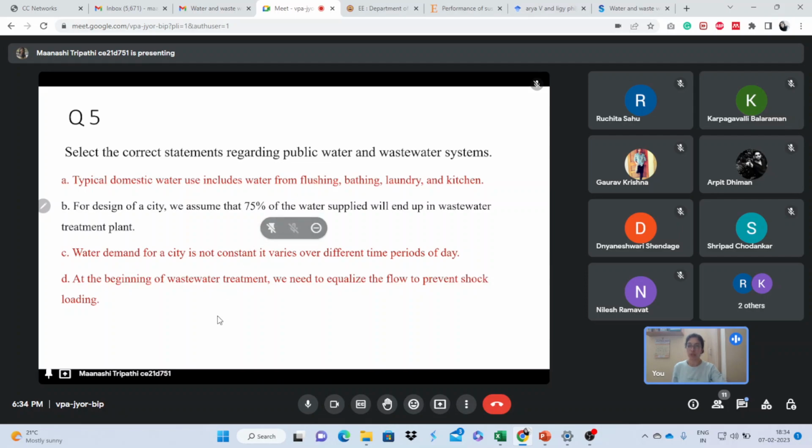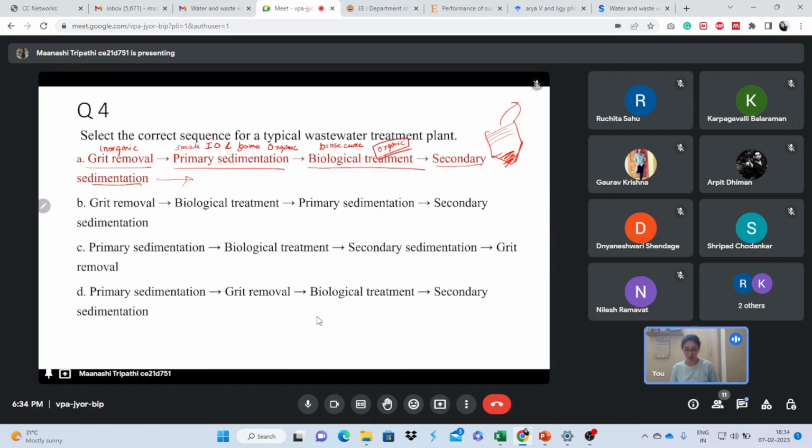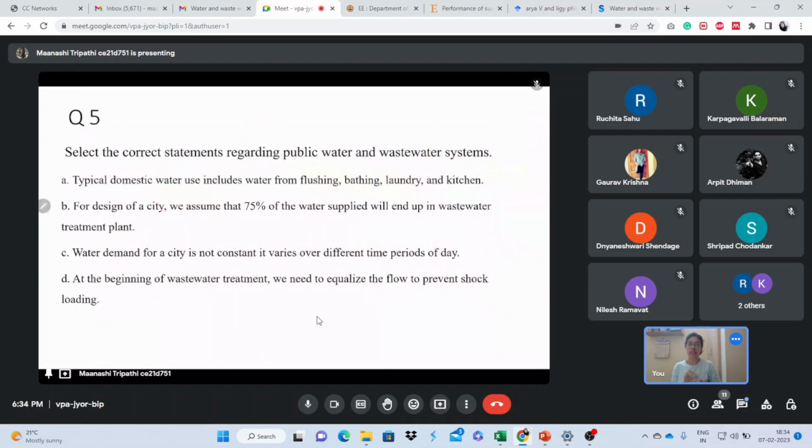Option D: at the beginning of wastewater treatment, we need to equalize the flow to prevent shock loading. Yes, that is 100% true. In wastewater treatment, as you have seen, we are using biological treatment. Shock load is a major problem in biological treatment only, because here bacteria are working. If suddenly you put so much pressure on the bacteria, all the bacteria will die. So we give a similar kind of atmosphere to the bacteria. That is why excess water we store somewhere and release slowly to the bacteria.